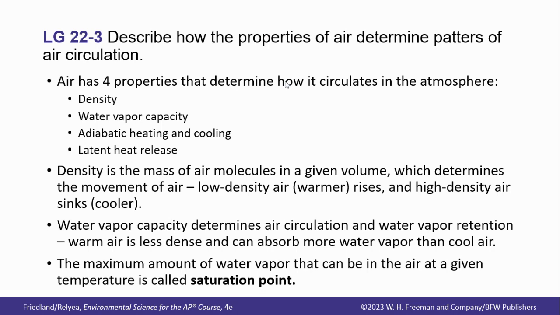We're on our next standard now. So 22.3, describe how properties of air determine patterns of air circulation. Air has four properties that determine how it circulates in the atmosphere: density, water vapor capacity, adiabatic heating and cooling, latent heat release.